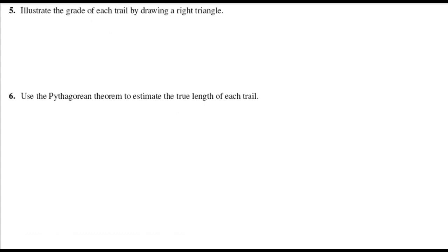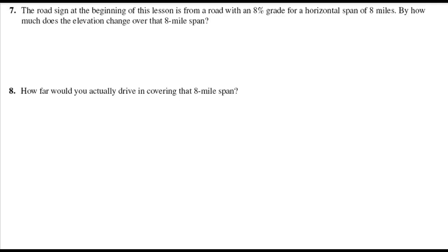Okay. Question 5, illustrate each trail by drawing a triangle. Question 6, actually, question 6 is what we've just done, using the Pythagorean theorem to estimate those. So, the road sign, let's go on to question 7 then. The road sign at the beginning of this lesson is from a road with an 8% grade for a horizontal span of 8 miles. By how much does the elevation change over that 8-mile span? Restart the video once you've answered that question.